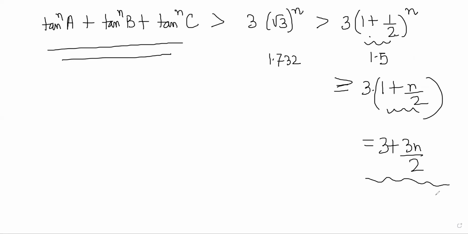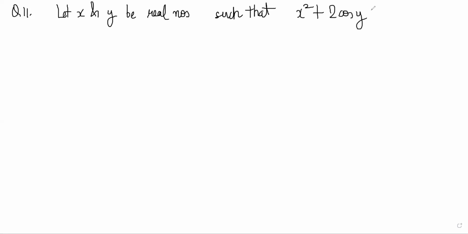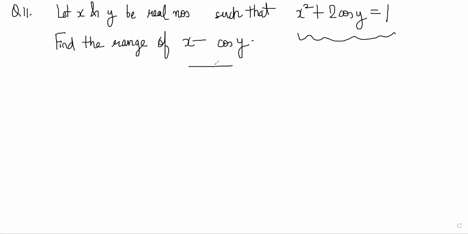this question. We have question number 11. Let x and y be real numbers such that x square plus 2 cos y is equal to 1. And we have to find the range of x minus cos y. Okay, so we are given this condition and we have to find the range of this expression.